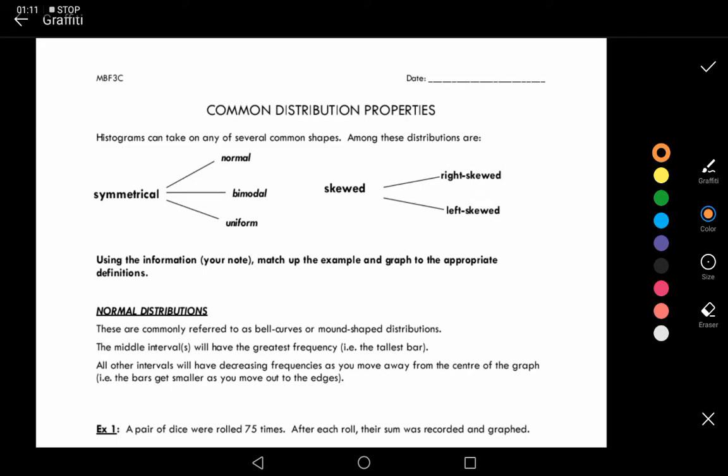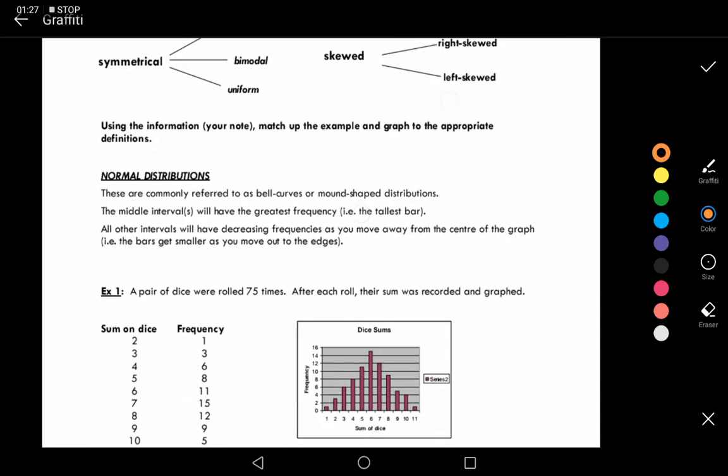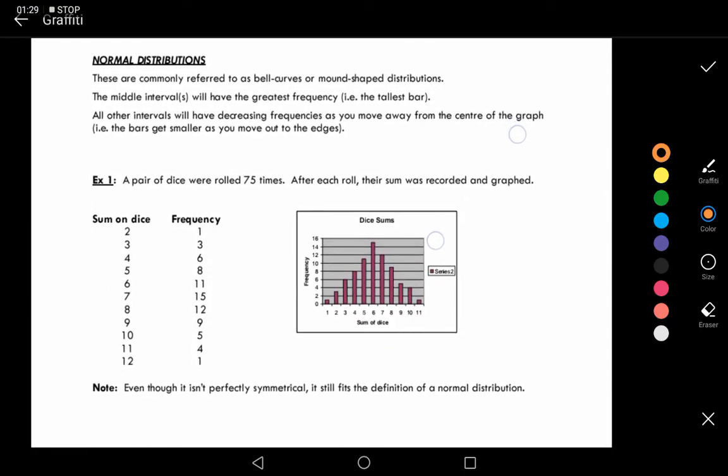Using the information we know, match your example and graph to the appropriate definitions. Okay, don't worry about that. That's just a little bit of an activity that we're not going to do for now. Maybe we'll do it in one of our meetings.